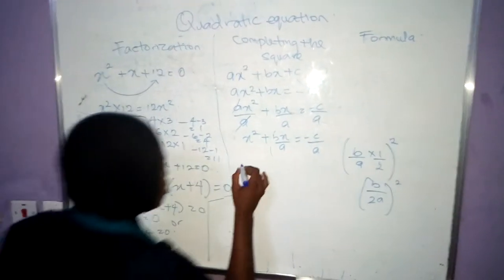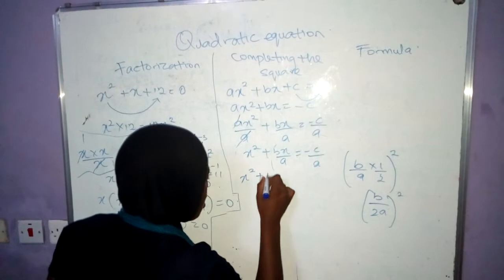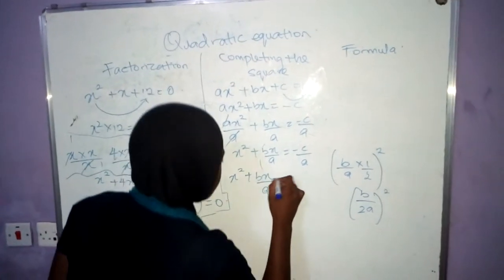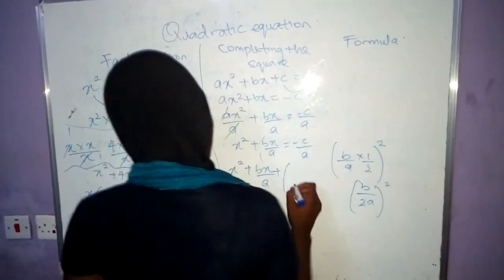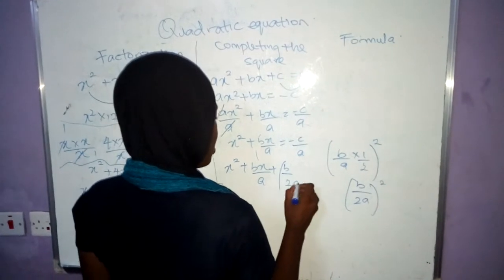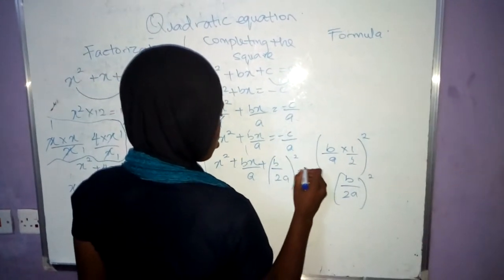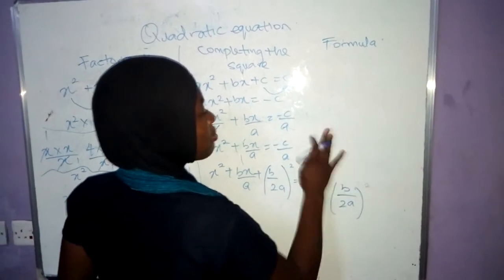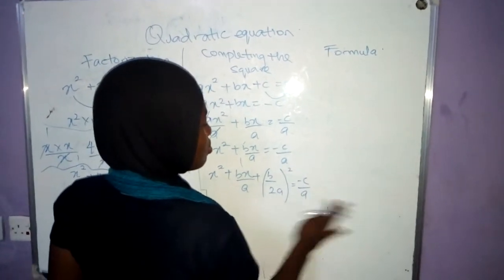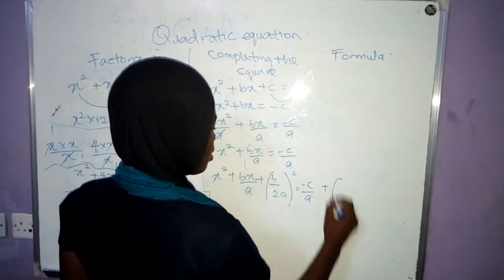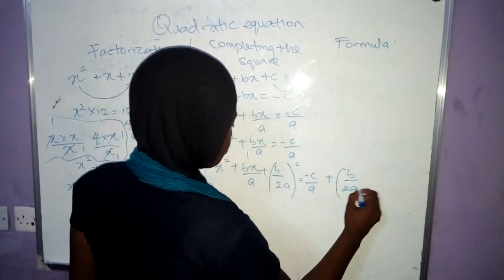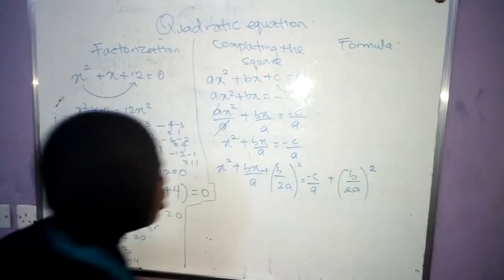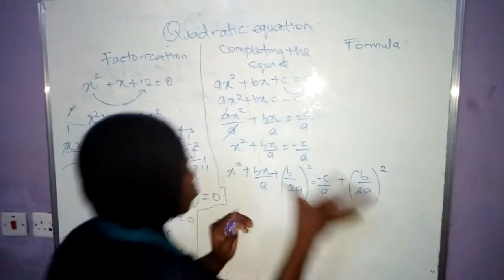Let me show you what I mean. x squared plus bx over a plus b over 2a squared equals minus c over a, plus b over 2a squared. So this is what I mean.